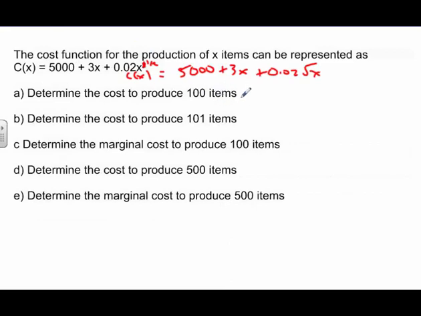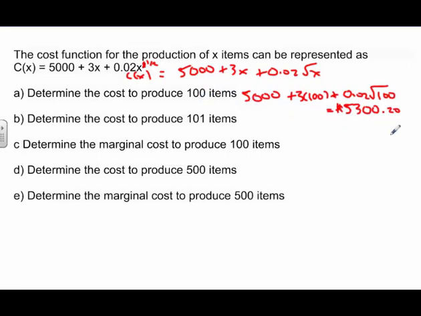So to start with, I'm just going to find how much it costs to make 100 items. To make 100 items, take 5,000, add 3 times 100, and then to that add 0.02 times the root of 100, and solve that. And if you do, you end up getting $5,300.20, which is basically how much it costs for you to make your 100 items.